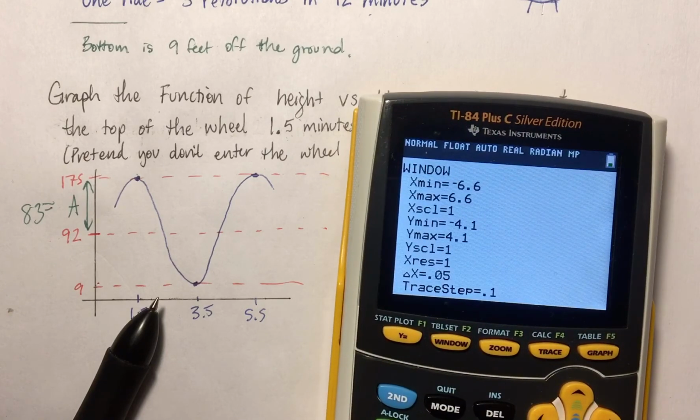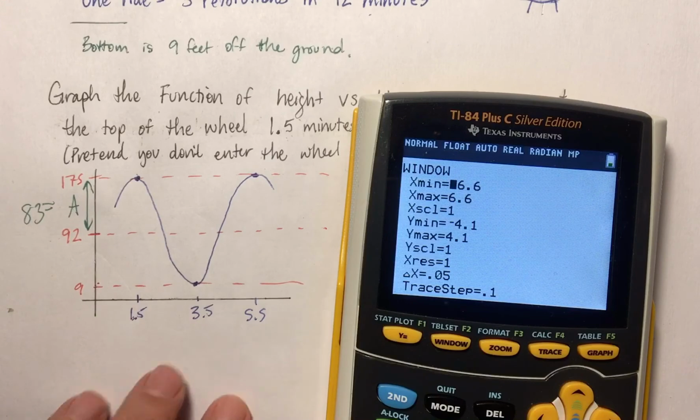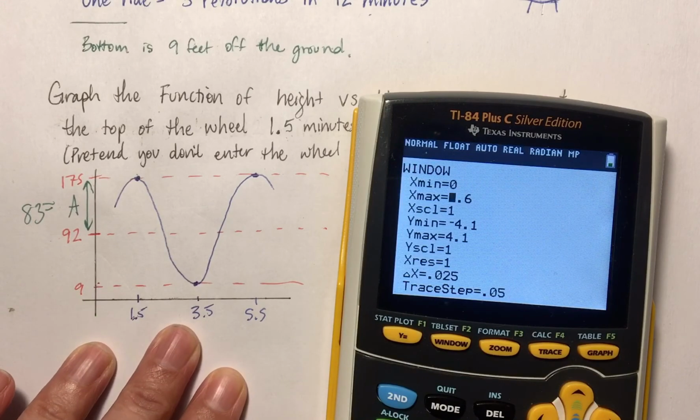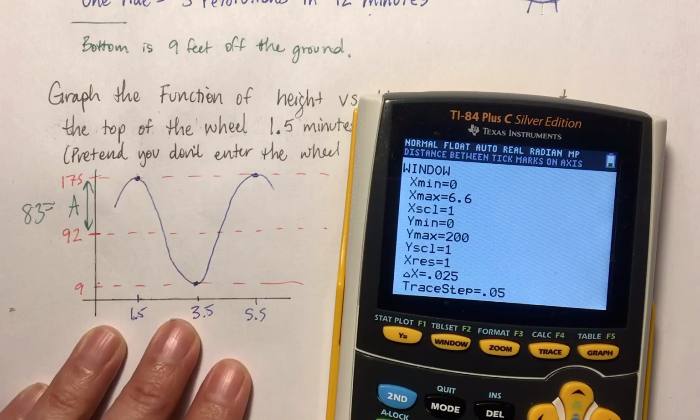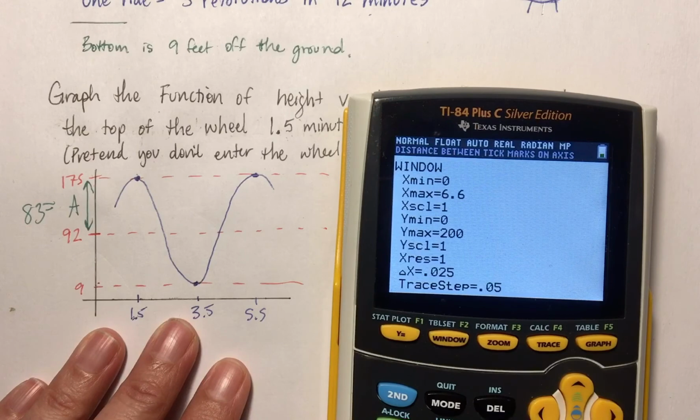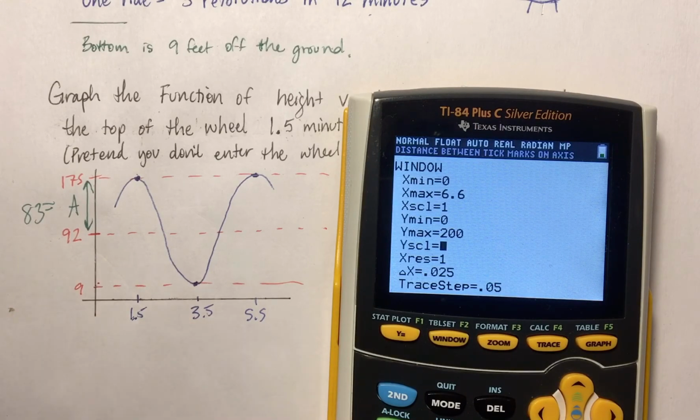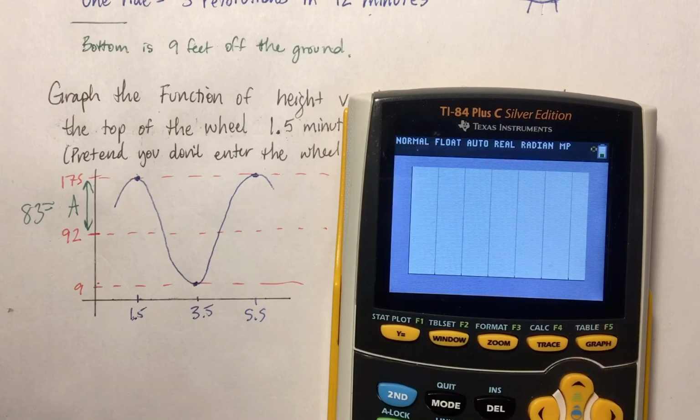Setting our window, it makes sense to make the window just match what we see here. So I'm going to go 0 to 6, or even that 6.6 is fine. For my min and max, I'm going to do 0 to 200. And for a y scale, it honestly doesn't matter what you make your y scale. You could make it 0, and that way it won't draw anything in at all. I could put 25 in or something like that, but it doesn't really matter.